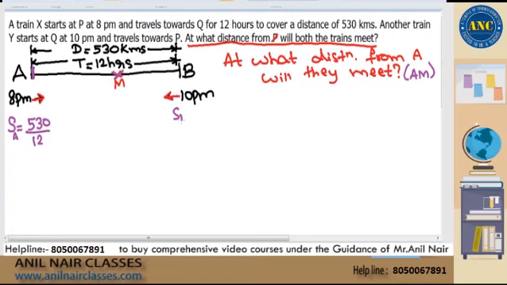Speed of train B is, again it will travel 530, time is 12. But 530 by 12 is not a whole number. It is a fractional value. If you start working with a fraction from the first step, you will keep on encountering fractions in all the subsequent steps, and thereby you will solve the questions in a very tedious method.